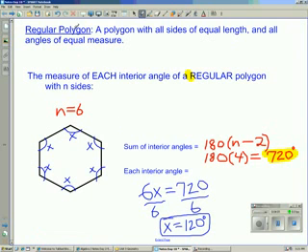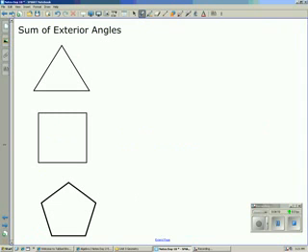So that's regular polygons. They're all the same, and we can find each angle just by dividing. There'll be some questions for you to try at the end. But first we need to talk about exterior angles.